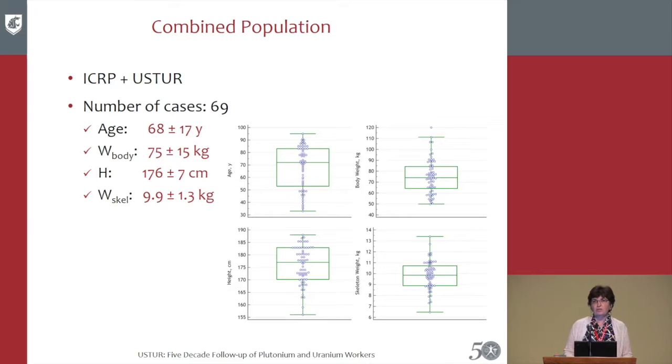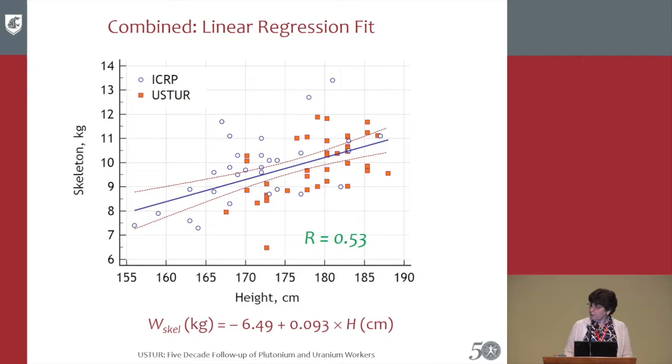Of course, after that, we combined both ICRP and USTUR population data, and now the updated least squares fit was generated using 69 subjects. And here is the profile for the combined population. Average age now is 68 years, average body weight 75 kilograms. Average height came up exactly the reference man's value, 176 centimeters, and the average skeleton weight is 9.9 kilograms. And here is the fit to the combined population and the corresponding regression coefficients.